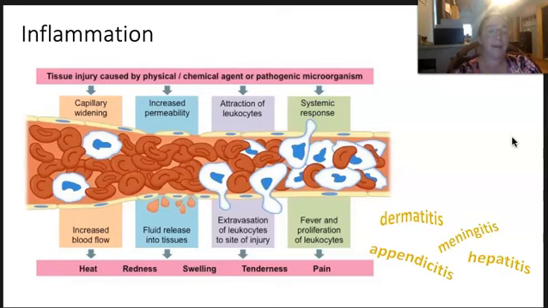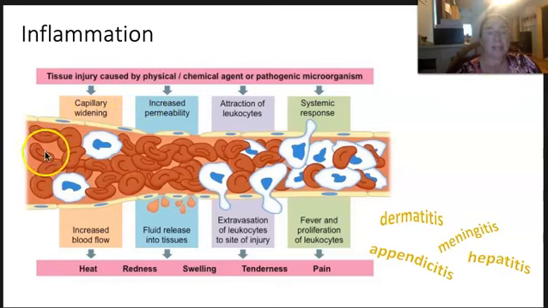Okay, so let's talk about inflammation. There are 5 classic signs of inflammation, and these should be familiar to you if you've ever gotten a cut or an infection. Heat, redness, swelling, tenderness, and pain are these classic signs. And all of these signs are due to chemicals that are produced by either the injured cells in your body or immune cells in your body.